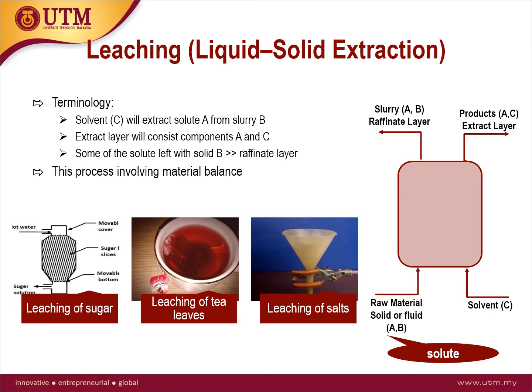There are a few examples according to different types of application. For example, in industry, leaching of sugar from sugar beet is used to extract the sugar from the sugar beet by using a solvent. However, in daily life, we use leaching as a simple process to make a hot tea. Then the lab scale application is the leaching of salt.